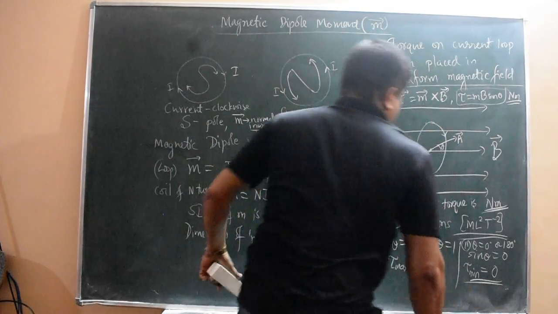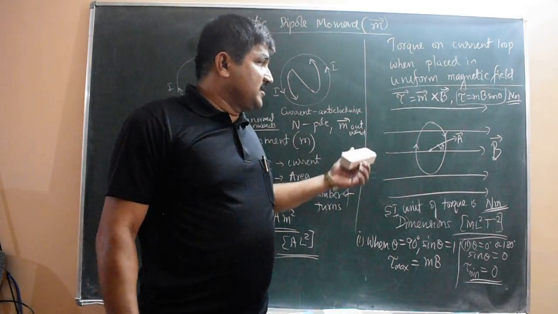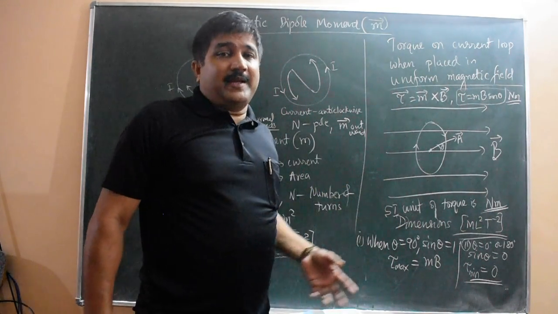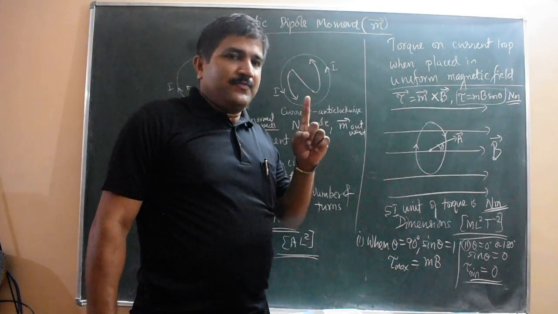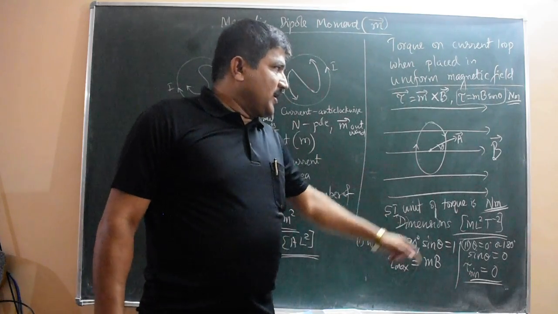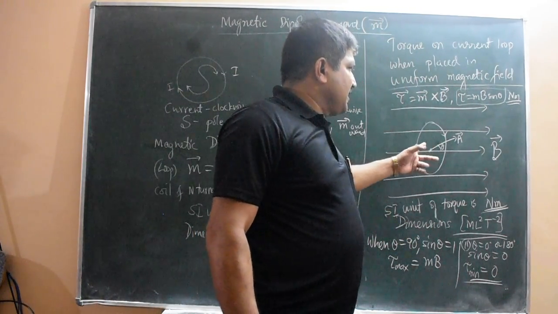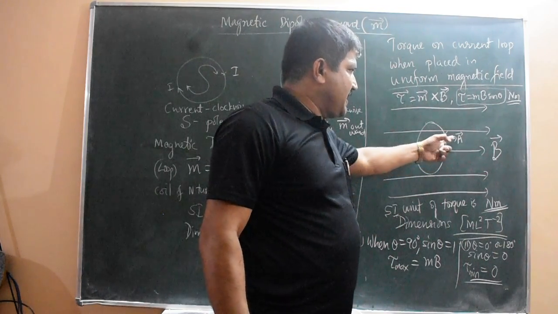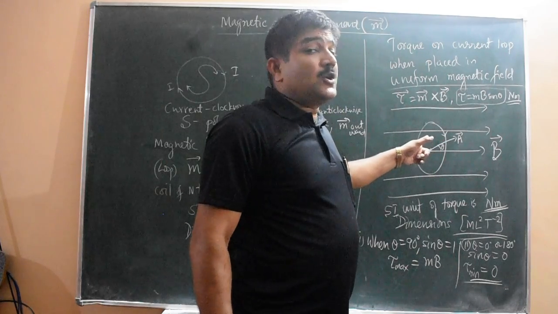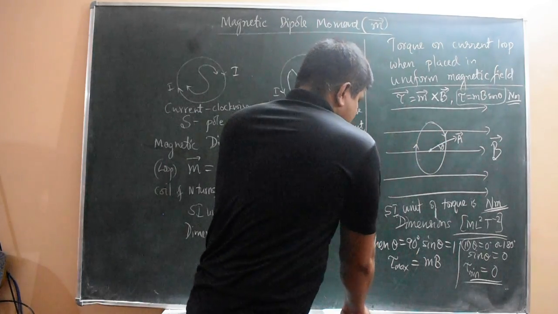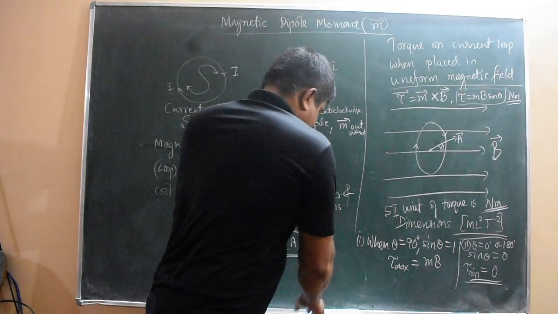Torque is 0. So the question can be, when will the torque experienced by a current carrying loop placed in an external magnetic field be maximum? You have to say theta equal to 90 degree. So what is the significance of theta equal to 90 degree? The angle between the area vector and the B vector. Area is taken normal to the plane of the loop. Suppose the field lines you assume like this and a loop is placed this way.